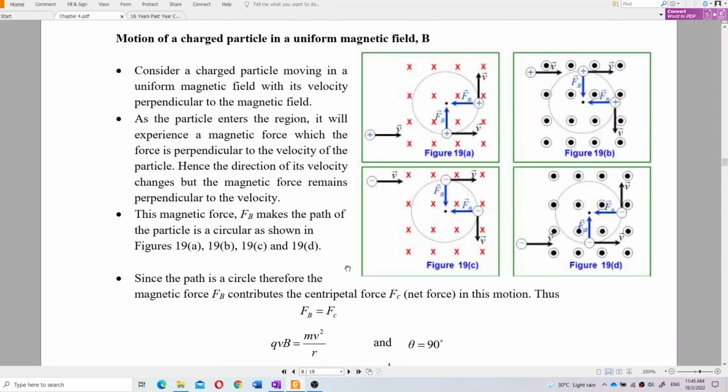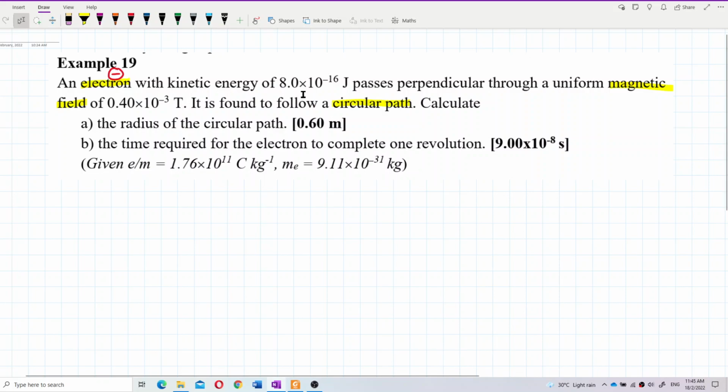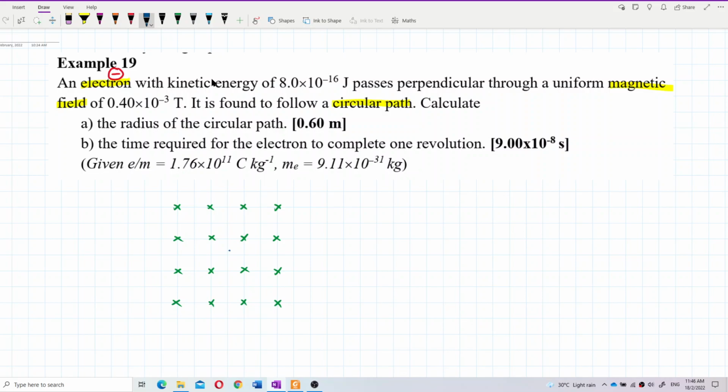So okay, let's draw it out. Let's say our magnetic field is going into the page. And this is our negative charge. Let's say it's moving in this direction. This is our magnetic field.